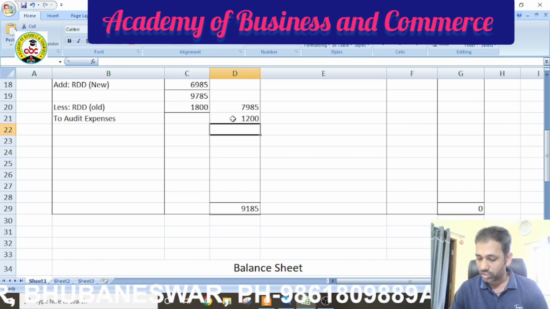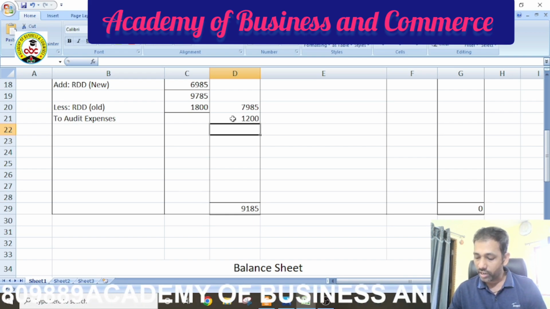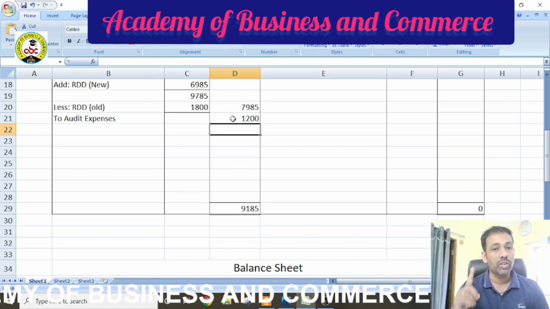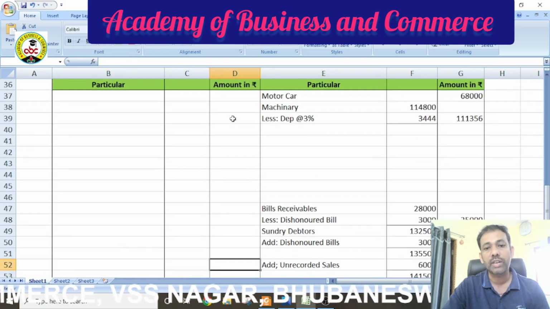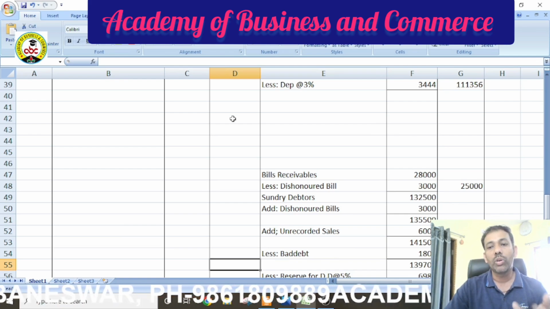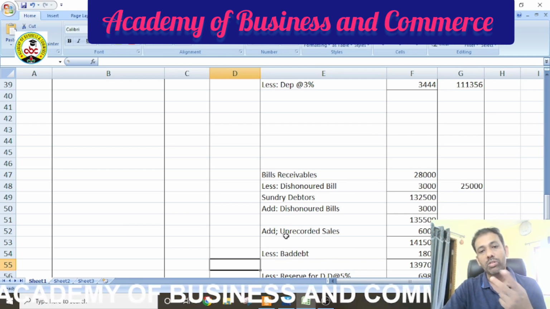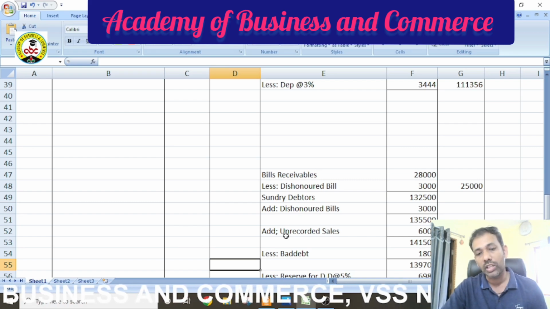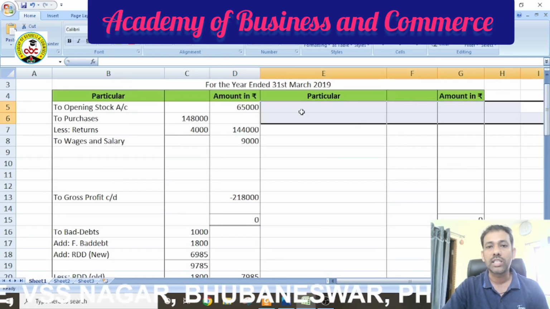And the next item is sales return. Here first we have to take the sales, then we have to deduct the sales return. But there is an unrecorded sale of some amount which we have to take and which is already added in sundry debtors in the balance sheet. Unrecorded sales means the sales is not taken, so we have to take it with the sales because it is an adjustment item. We have to treat it twice: first it is added in sundry debtors, and the same thing we have to add in the sales here.